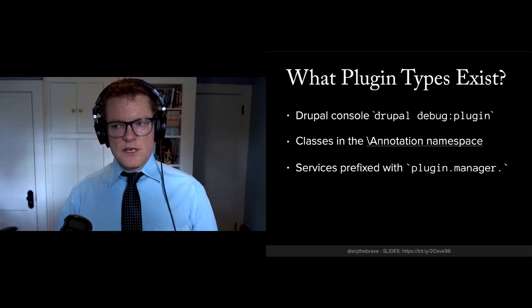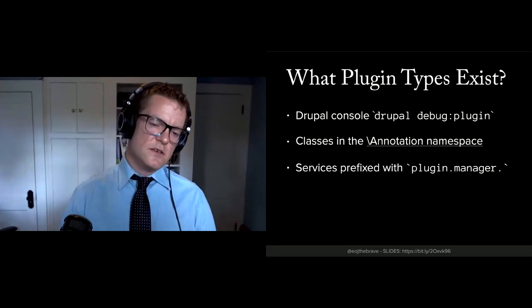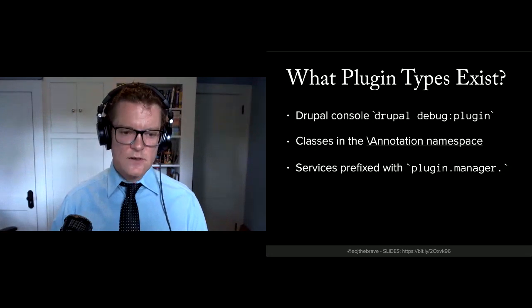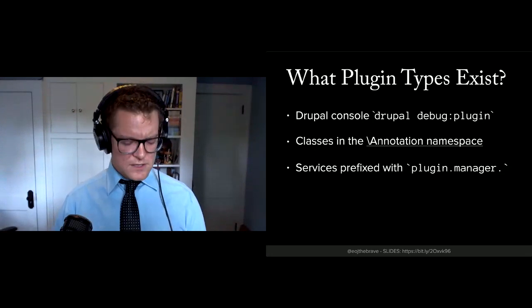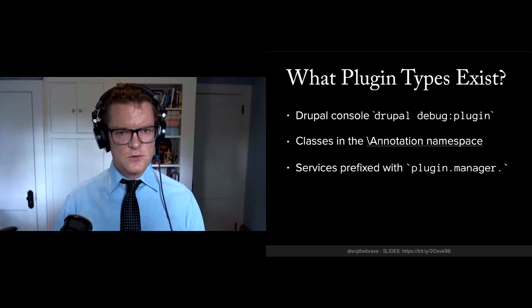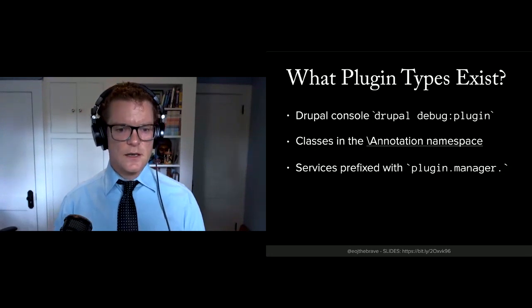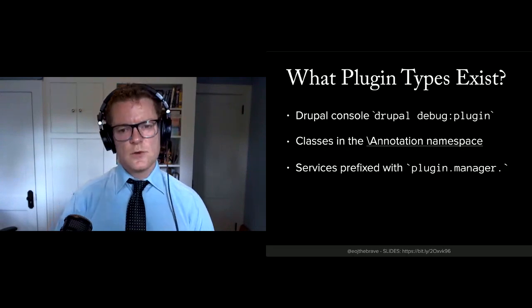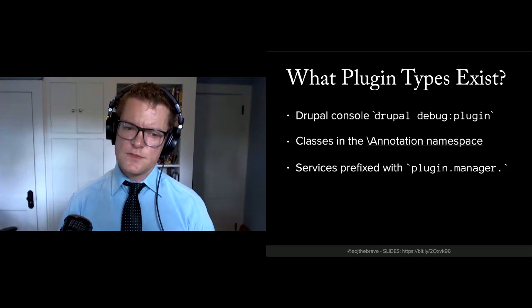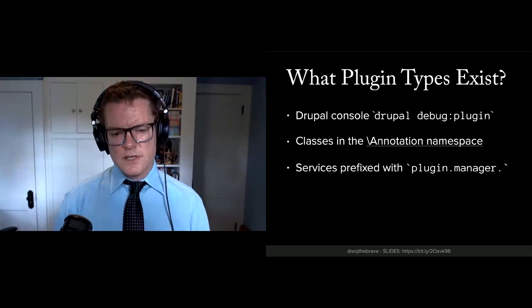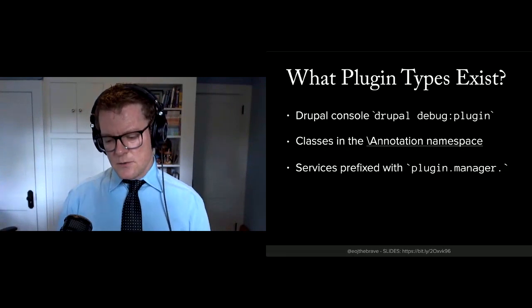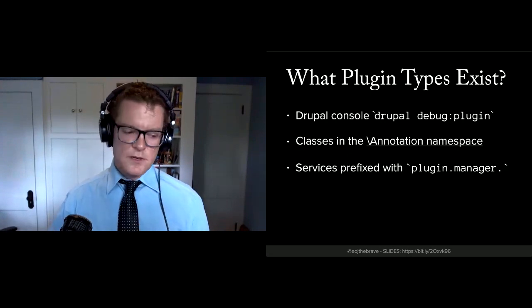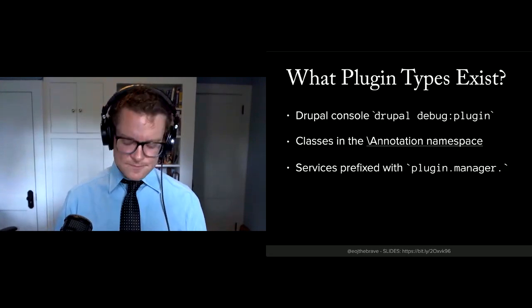So if that's the recipe and you want to implement a plugin type, you need to know what plugin types exist. Some ways that you can go about figuring that out: if you've made use of the Drupal console command line tool before, it comes with a handy command, debug:plugin, which you can run, and it will give you a list of all of the different plugin types for your current code base. I really like this approach because it will also dig into any contributed modules that you have and discover plugin types that maybe they implement.